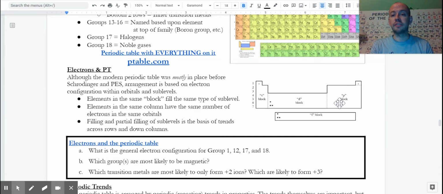So when we're in these different sections, we're talking about filling either the S, P, D, or F block as the outermost levels. The things in the same column have the same number of electrons in that same outer orbital, really focusing on valence electrons. And then any partial filling of sublevels is based upon trends. So if we find something to be true for nitrogen because it's partially full, we would likely see a similar property in phosphorus, arsenic, antimony, and bismuth.